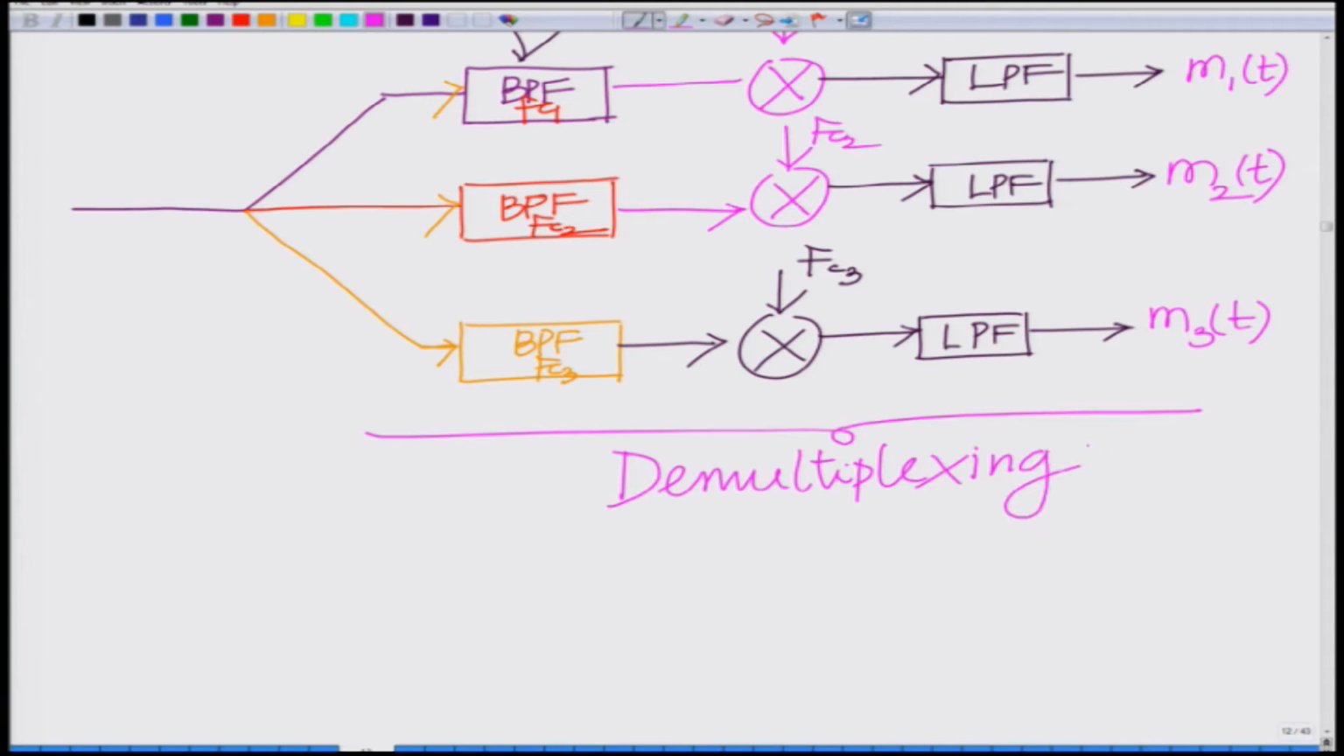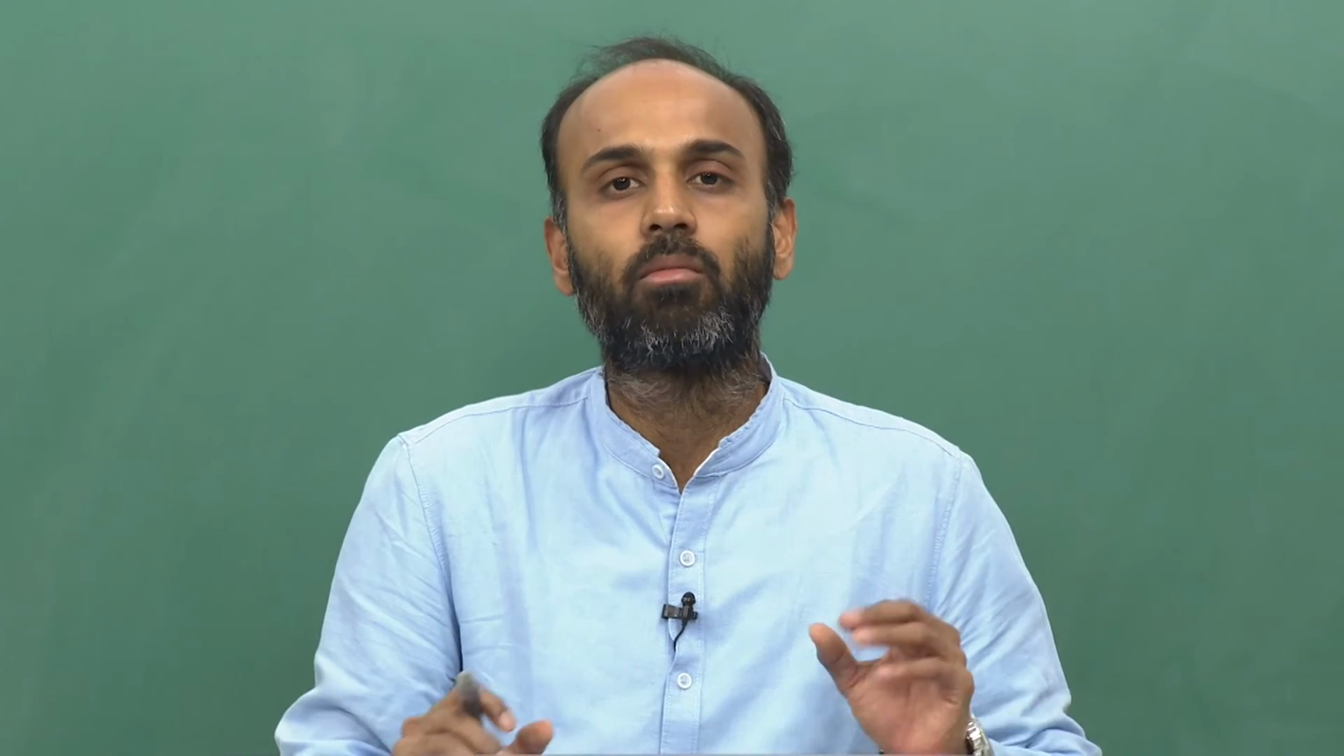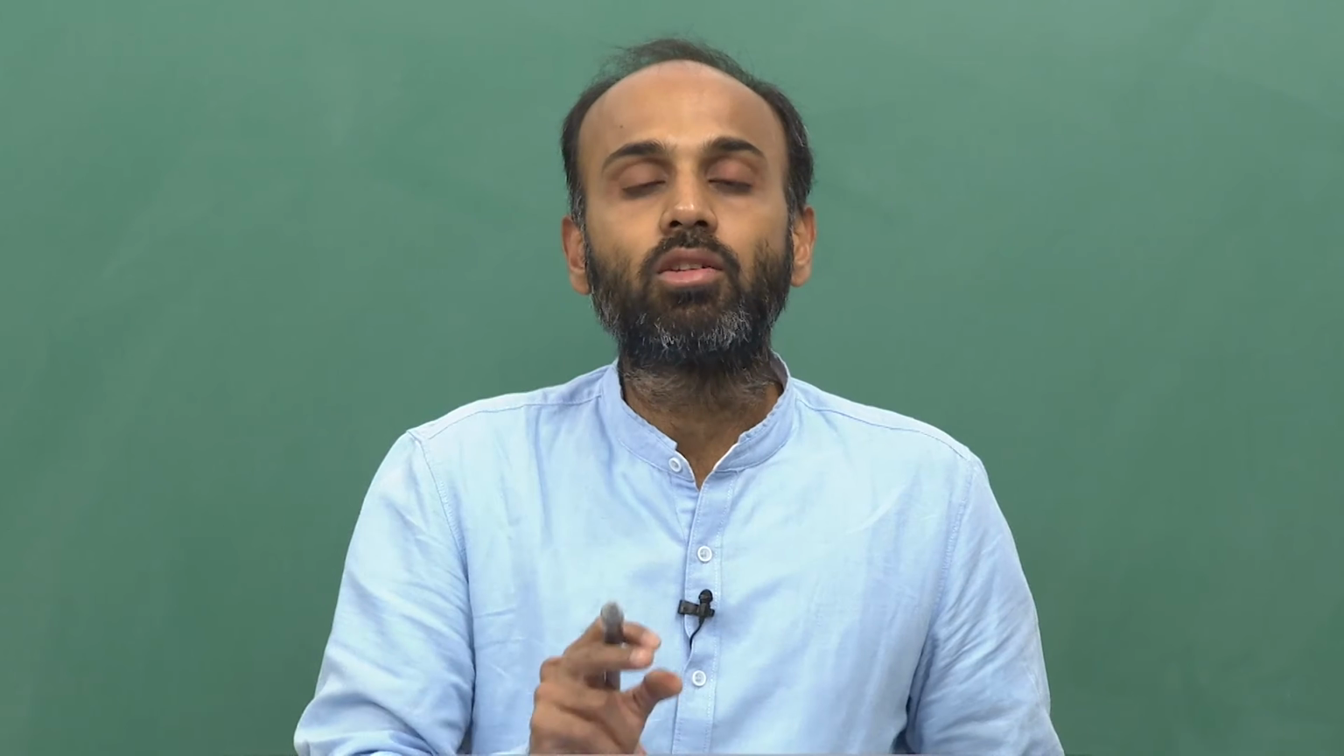Now, this is basically your demultiplexing, to extract M1(t), M2(t) and M3(t). Okay, demultiplexing is nothing but you have a composite signal, from that you are extracting the separate components M1(t), M2(t), M3(t). Now, let us look at the condition for this frequency division multiplexing.